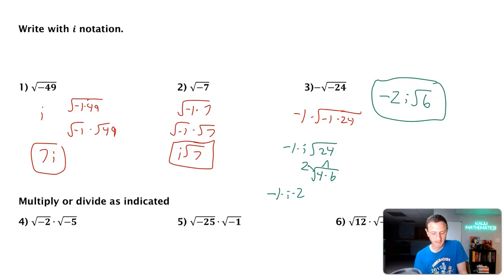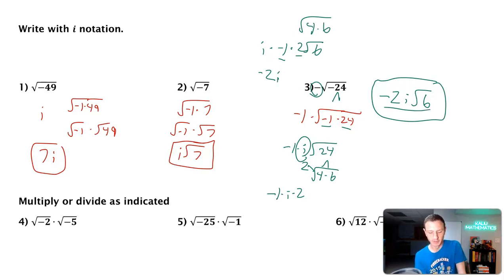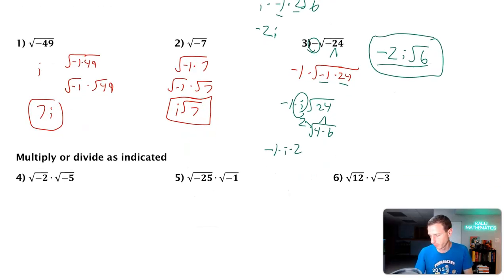So that process again. I rewrote -24 as -1 times 24. 24 is 4 times 6. The square root of 4 is 2. So we get 2 root 6. Well, I have this negative on the outside, so I'm multiplying that by -1. And then I bumped out i because of the fact that we're taking the square root of a negative. So -1 times 2 is -2, and then times i is -2i. And then we still have that square root of 6. So that's the process here. That's what you want to be doing with i and square root of negatives.